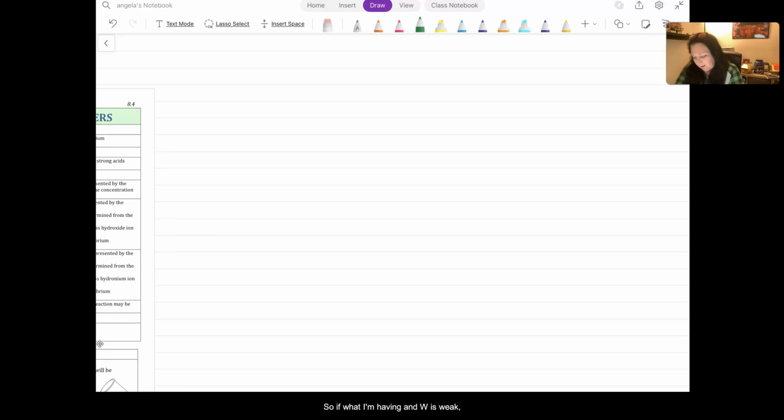So if what I'm having, and W is weak. Because if you're dealing with strong and weak, it doesn't matter if it's an acid or a base. The point is, if you're dealing with something strong, 2 strong things, 2 weak things, or a strong and a weak, that's where it determines how you solve the problem. So I'm not using an A or B for acid or base because that's irrelevant.